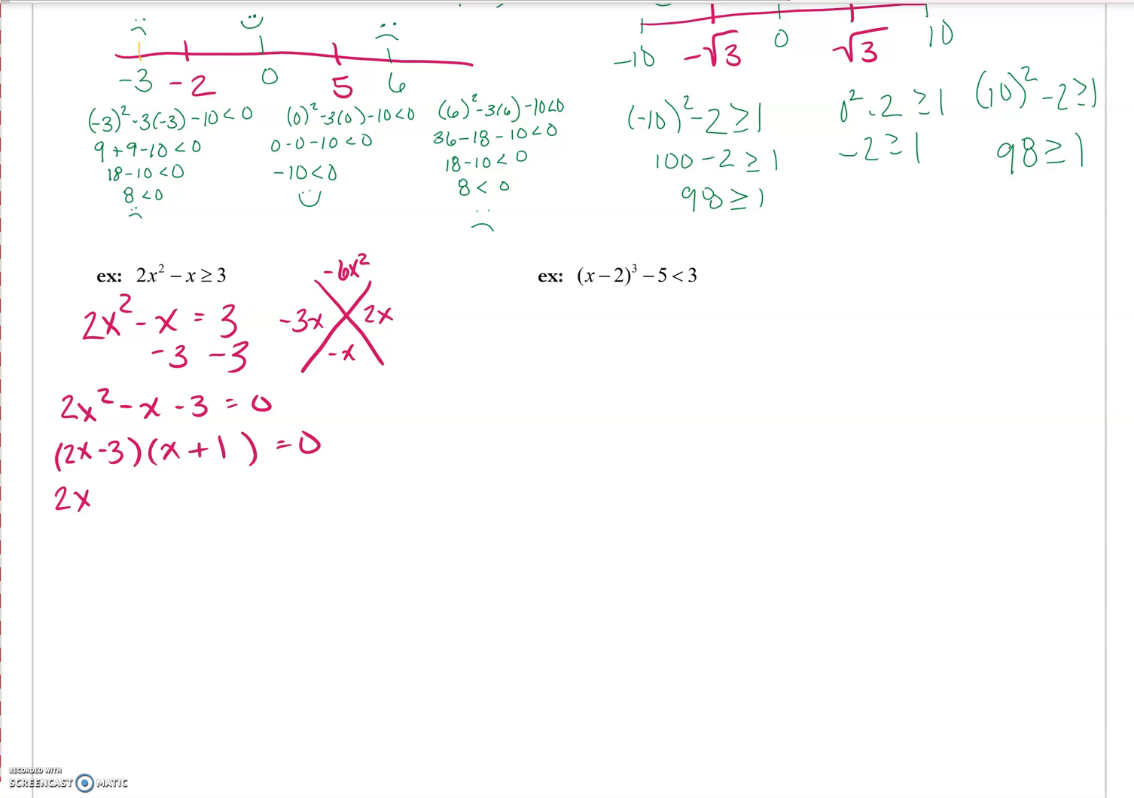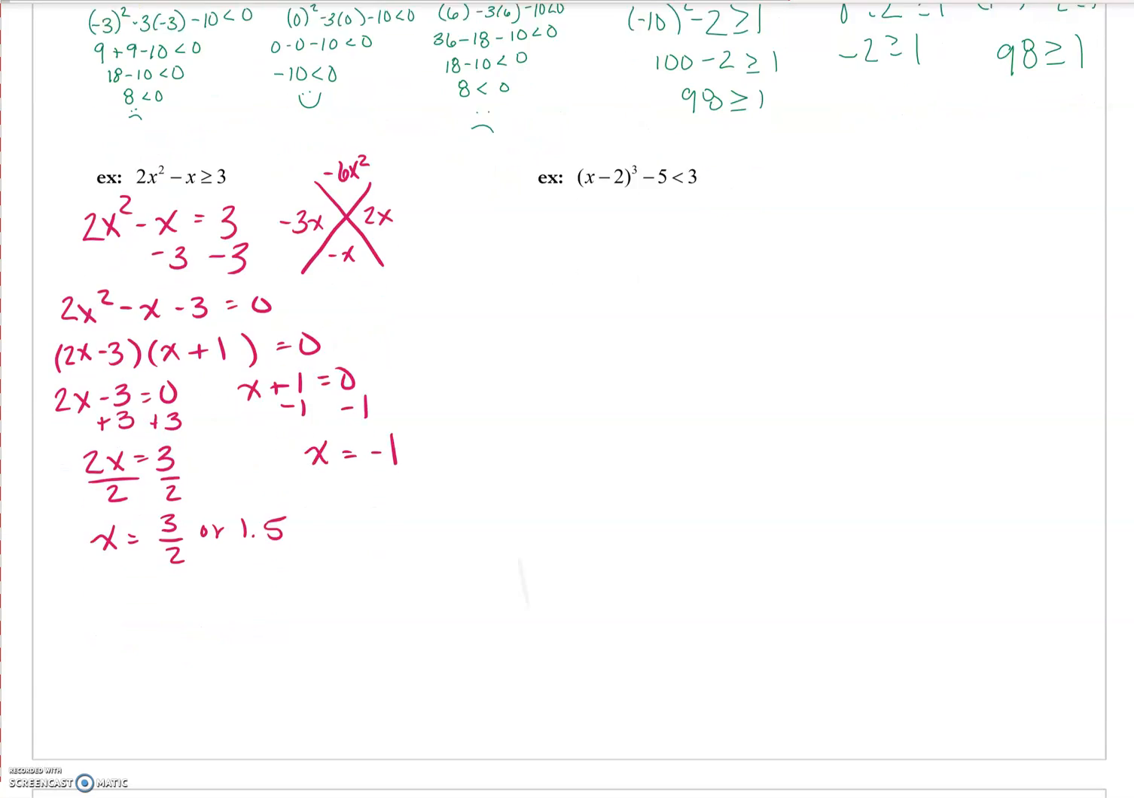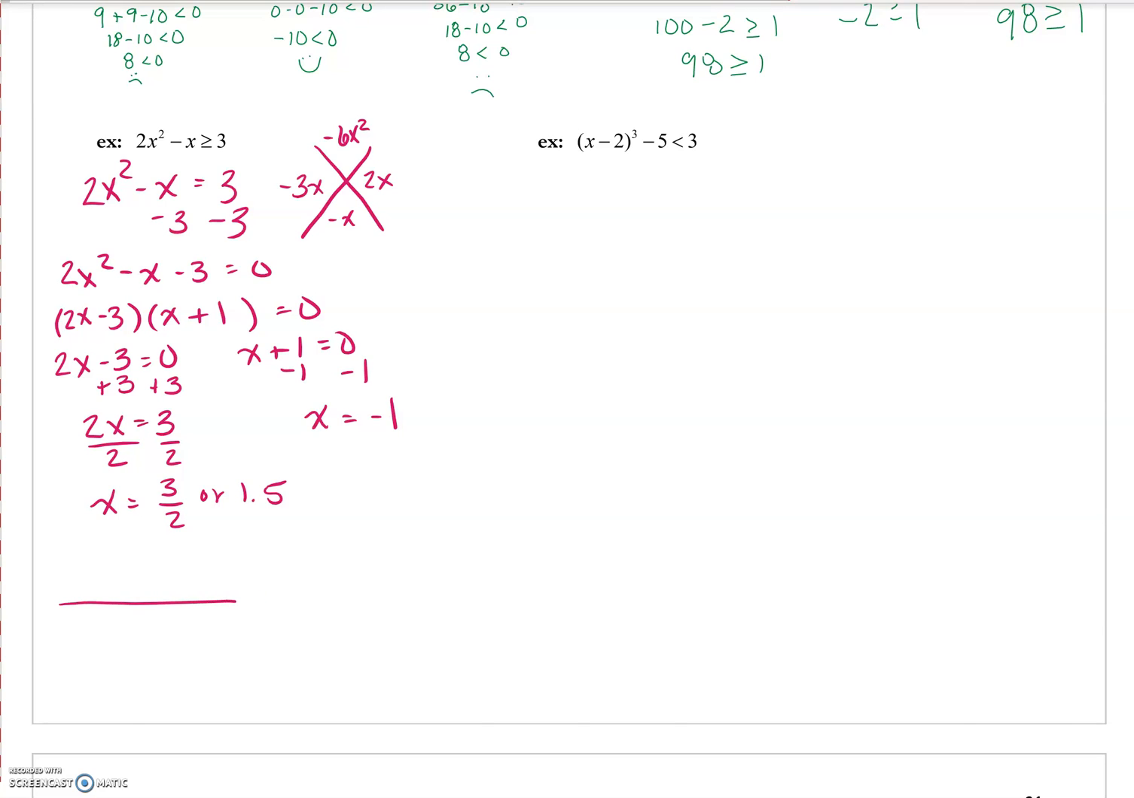Using the zero product property, I'll set each of my factors equal to 0. And I'll get, if I add 3 on the first one, and then divide by 2, I get x equals 3 over 2, or 1.5. And then for the second equation, I would get x equals negative 1. Again, since it is a quadratic, we do need to test numbers on a number line. So I've got negative 1 and 1.5.